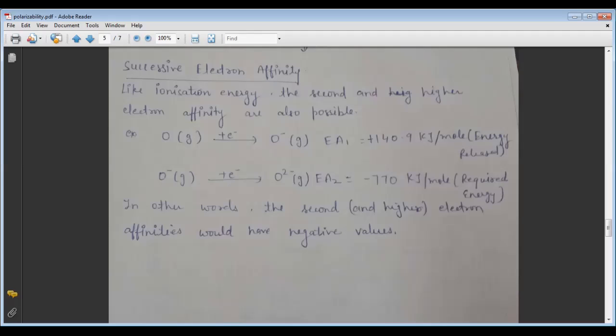In the first case energy is released, and in the second case energy is required. So that required energy takes the negative sign. So electron affinity 2 is a negative value, 770 kilojoule per mole. So remember that the first electron affinity is positive and the second electron affinity is negative. Suppose we have to add further electrons, it is very difficult. So in other words, the second and higher electron affinities have negative values. So this is the electron affinity.